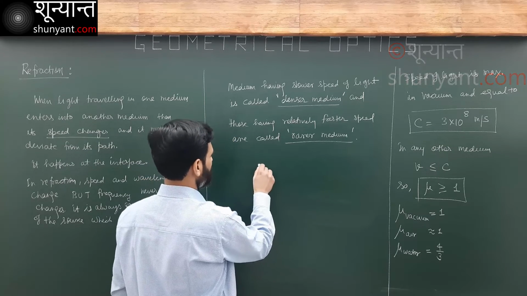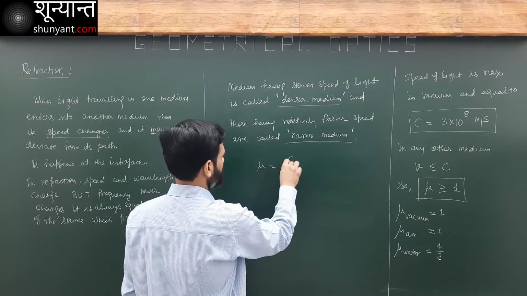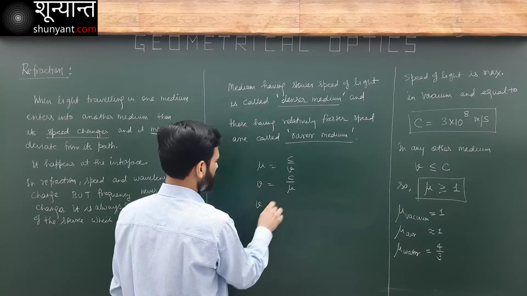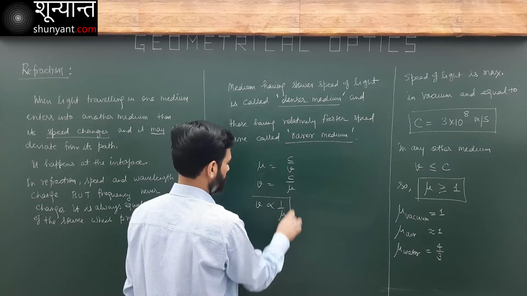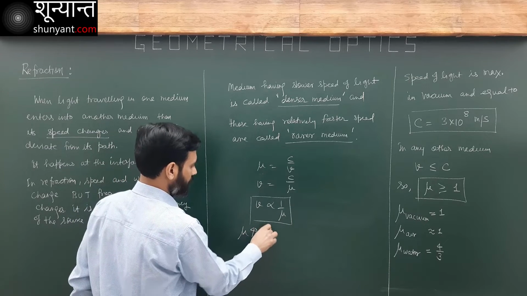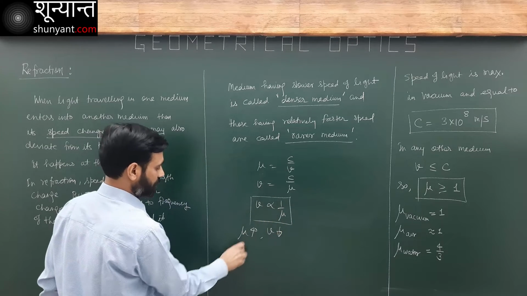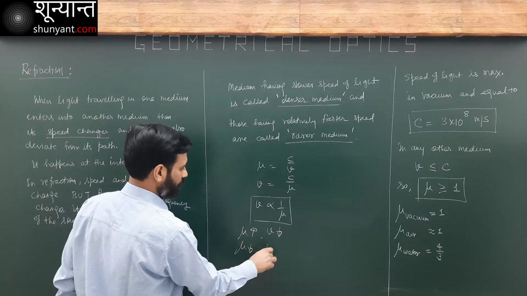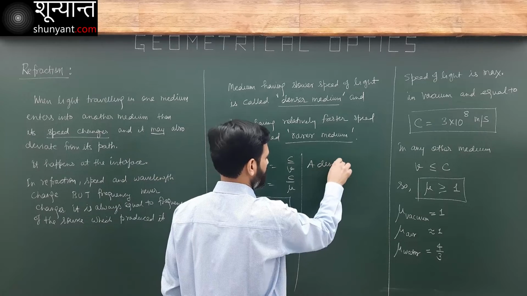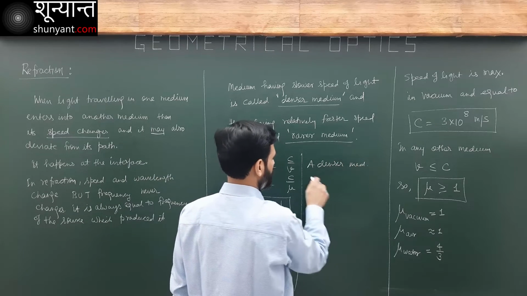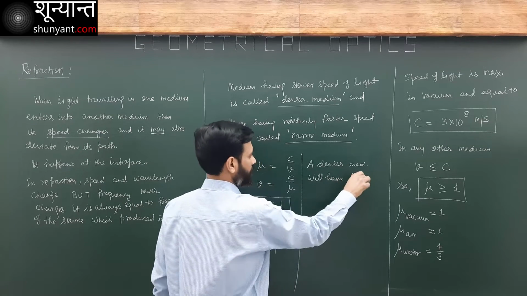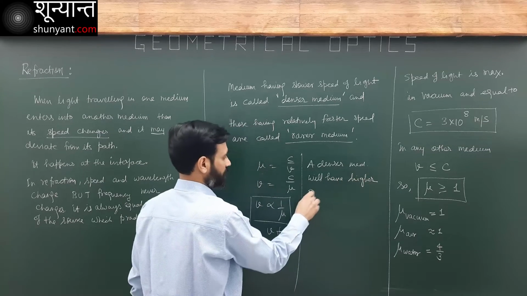So you see, mu is equal to C over V, V is equal to C over mu. So V is proportional to 1 over mu. So mu increases, velocity decreases, speed decreases. Mu decreases, velocity increases. That means a denser medium will have higher refractive index.